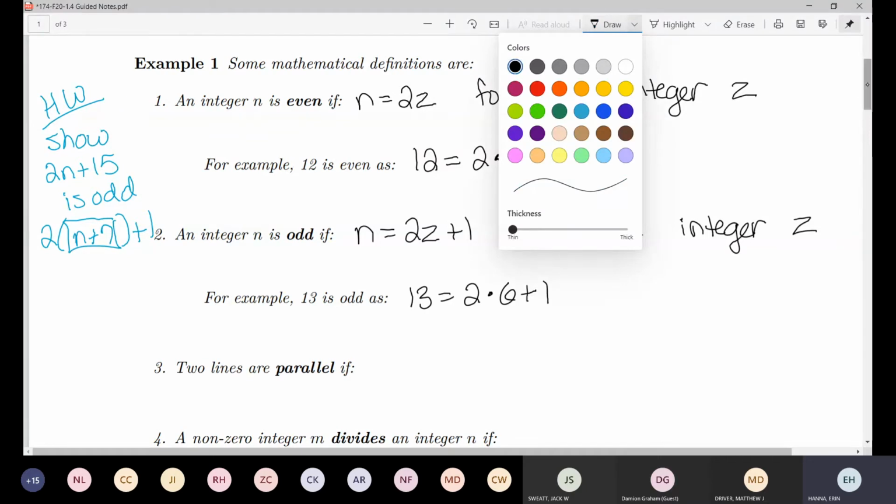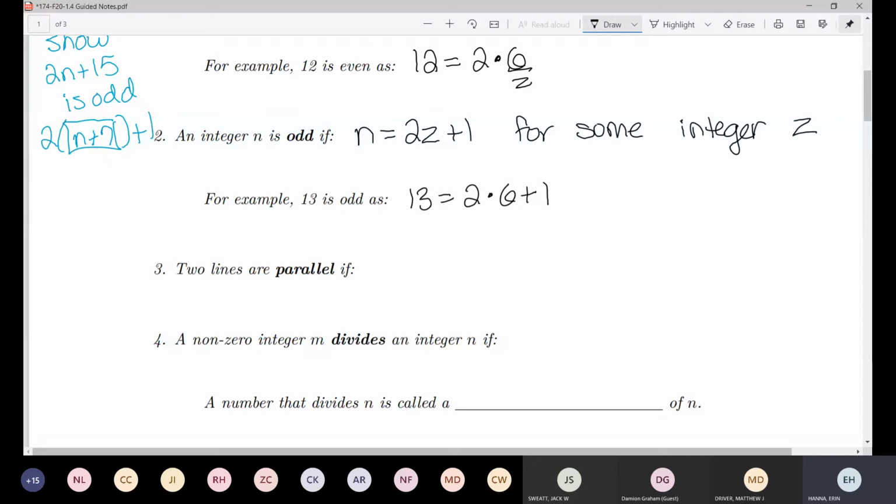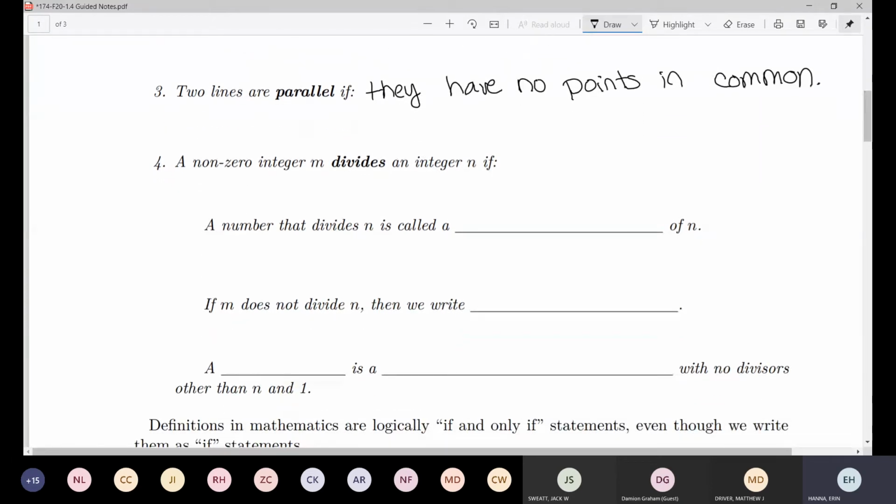Another definition. I'm not sure if this one pops up in your homework or not, but just in case it does, because it's in the book. Two lines are parallel if they have no points in common. Pretty sure we all have seen parallel in our lives. This next one might be new to you, or at least defining it in such rigor.